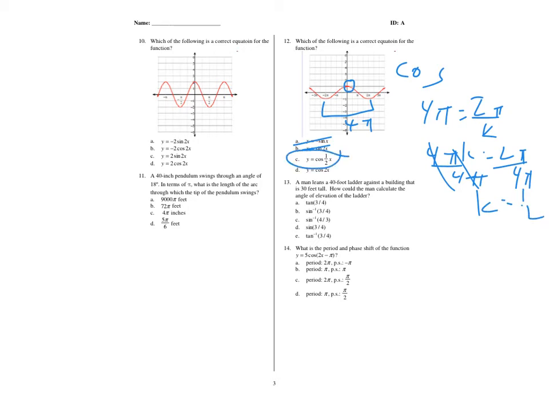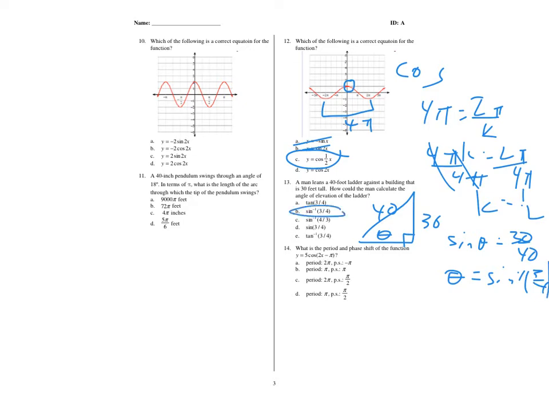All right, next up, a man leans a 40-foot ladder against a building that is 30 feet tall. How can the man calculate the angle of elevation? So the angle of elevation is around there. So it looks like we would say sine of theta equals 30 over 40. So to get rid of the sine, we would say theta equals sine inverse of 30 over 40, or we could just reduce that to 3 over 4. So it looks like that's what they did.